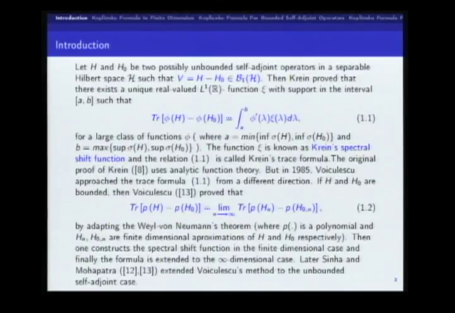The original proof of Krein uses analytic function theory, and I think it was given in the late 1950s. But in 85, Voiculescu approached this formula in another spirit. He showed for bounded self-adjoint operators, taking polynomials as the functions and forming the functions of H and H0, that the trace of the difference is a limit of traces of finite dimensional compressions of these self-adjoint operators. These compressions have to be a special kind of compression, by adapting the Weyl-von Neumann theorem, so H_n and H0_n are special compressions of the given self-adjoint operators. And we, that is Mahapatra and myself, extended this method to the unbounded operator case and the unitary operator case as well.